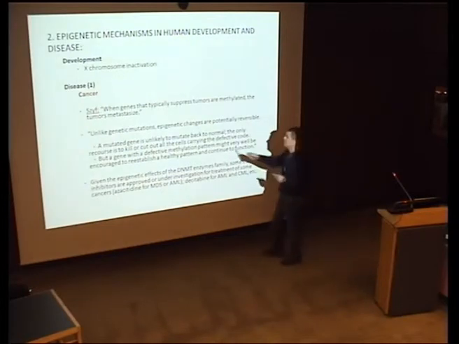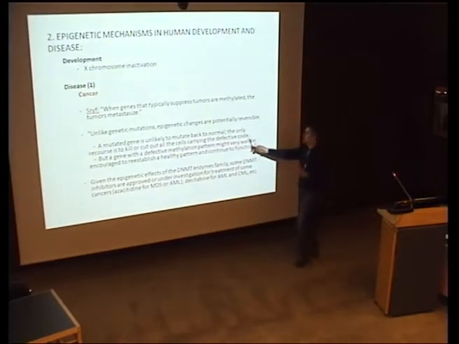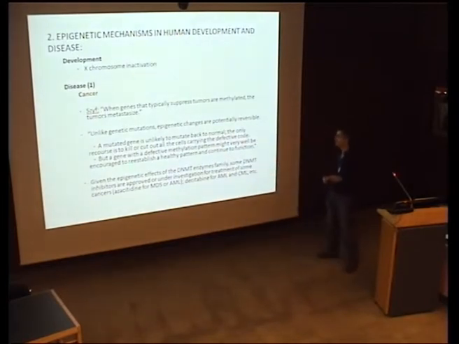In fact, a mutated gene is unlikely to mutate back to normal. The only recourse is to kill or cut out all the cells carrying the defective code. But a gene with a defective methylation pattern might very well be encouraged to reestablish a healthy pattern and continue to function. So this is the principle that underlies the use of some drugs to treat some cancer diseases.